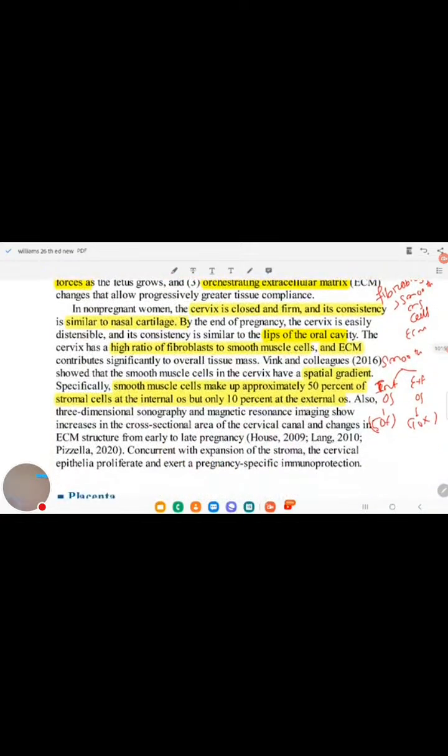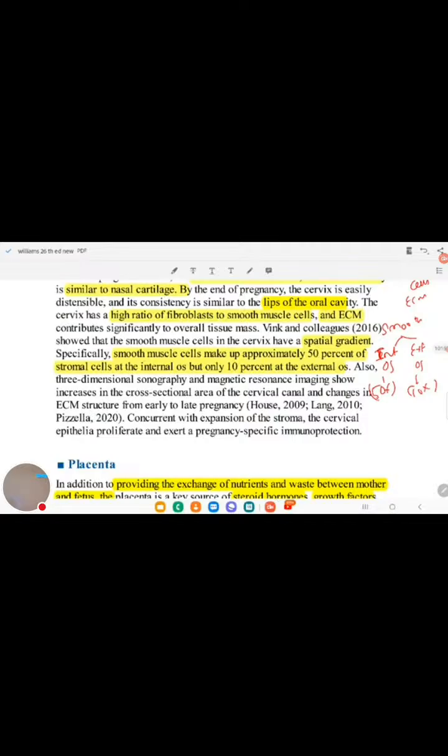In the non-pregnant state, the cervix is closed and firm, with a consistency similar to the nasal cartilage. By the end of pregnancy, the cervix is easily distensible and its consistency is similar to the lip of the oral cavity. The cervix has a high ratio of fibroblasts to smooth muscle cells. Another thing: smooth muscle makes up 50% of stromal cells at the internal os, but there is a difference between the percentage of smooth muscle cells at the internal os and the external os. At the internal os it is 50% stromal cells, but only 10% at the external os.